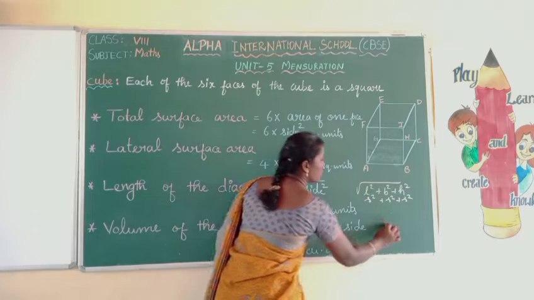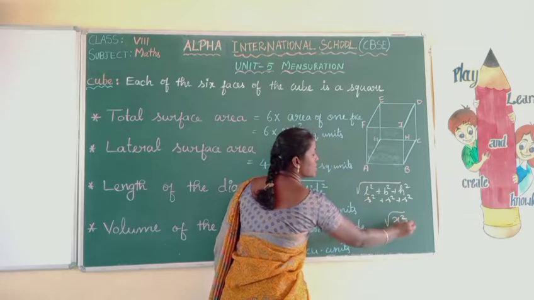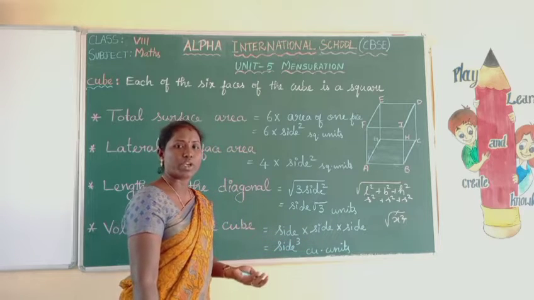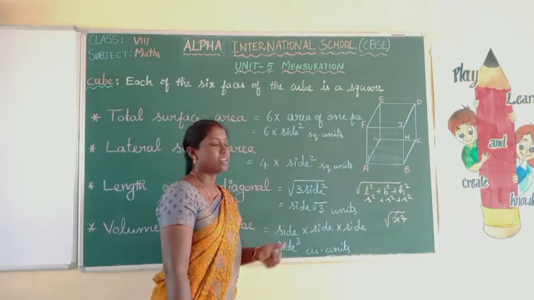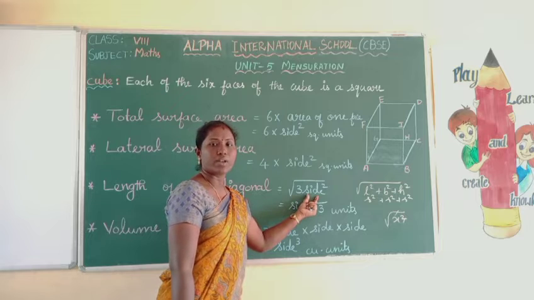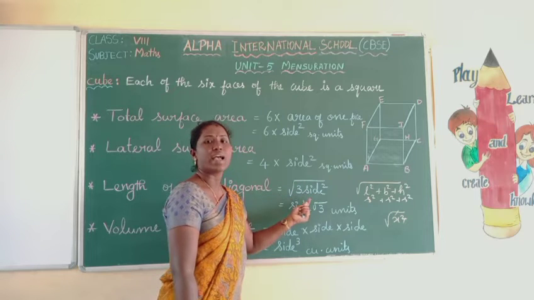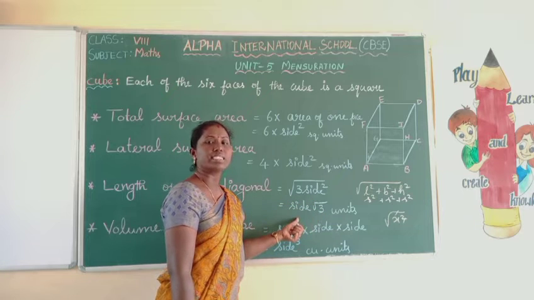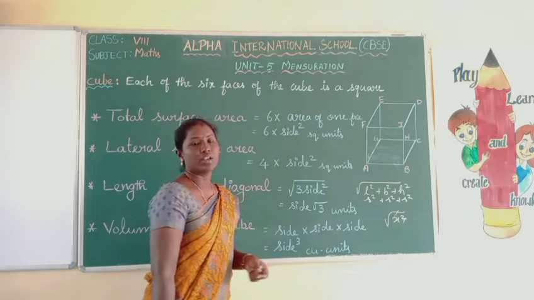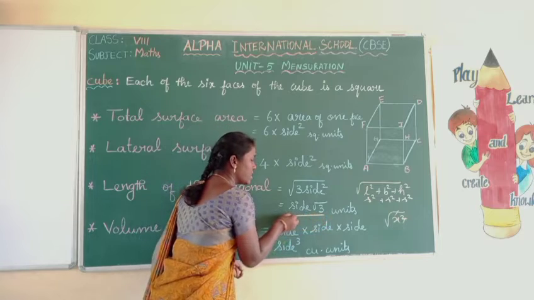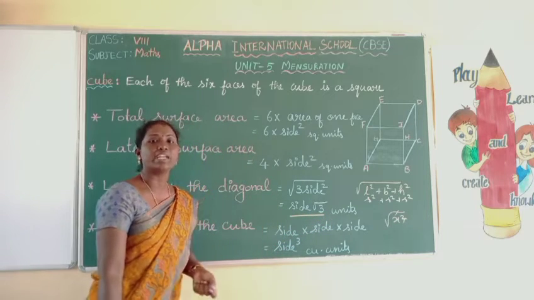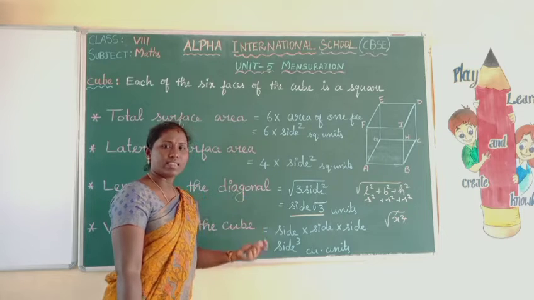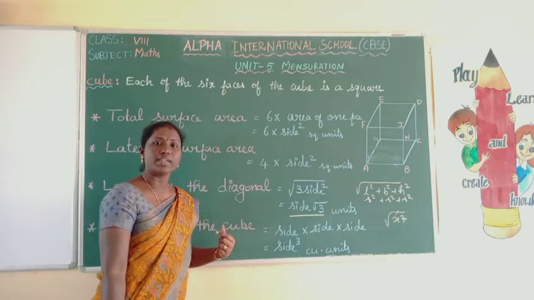For example, the square root of x square: square and square root are reciprocal functions, so we can cancel and take it as x. In the same way, side square, the square root is common for 3 as well as side square. If I take the square root separately for side square, it will be side into root 3. So shortly, we can take the formula: the diagonal of the cube is side into root 3. If we know the side value, we can get the proper value for the diagonal.